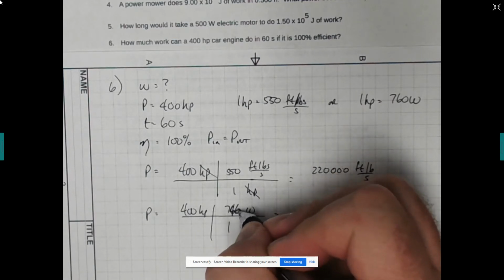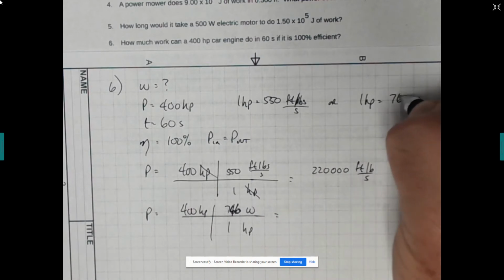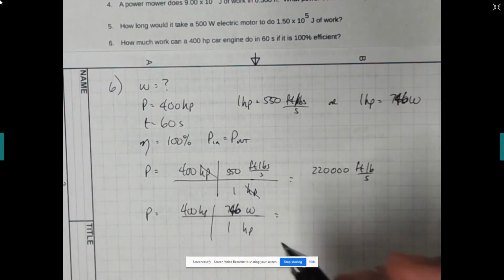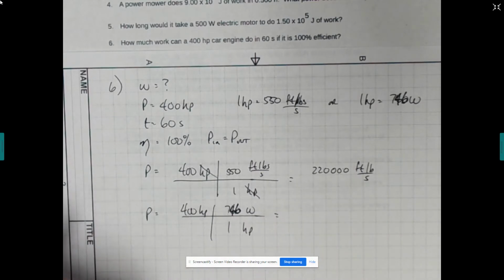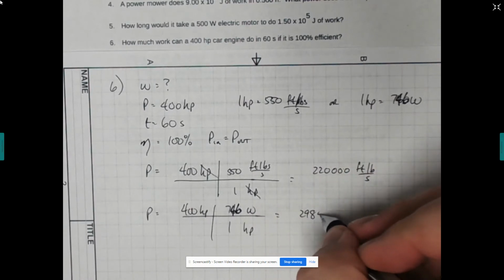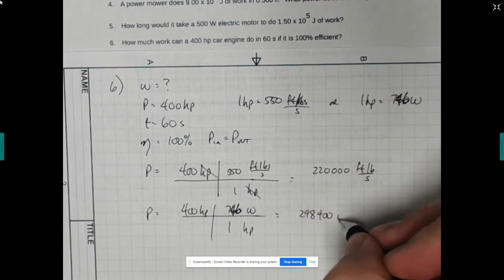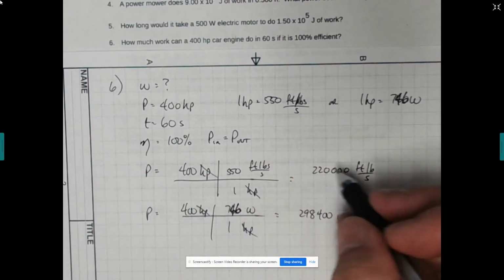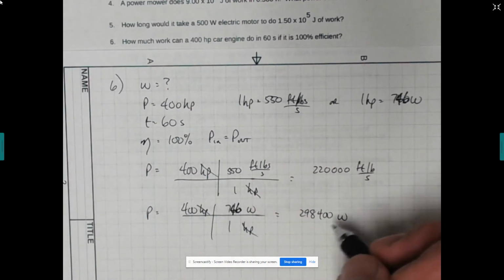This is 746. I wrote that down wrong. I'm looking at it here on my paper. So let's try that again. 400 times 746 is 298,400 watts, because the horsepower goes away. So there's my power. Now we have to go back to the original thing.